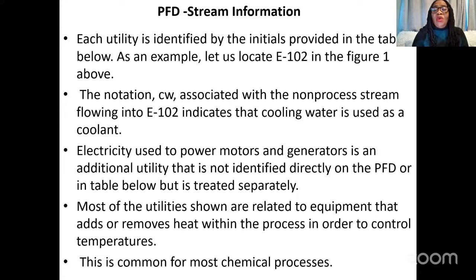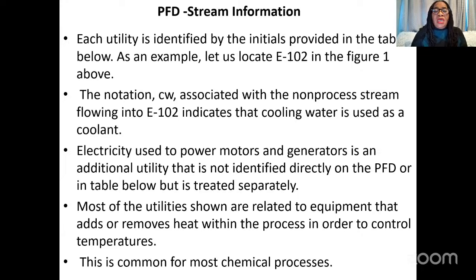Let's go back, E102 on figure 1. And before we go back, I'll show you also the utility stream. The notation CW, that is for cooling water, is associated with a non-process stream. It's not a process stream. A process stream is identified by a diamond and a number in it. The utility stream is not so. I'll show you how it looks.